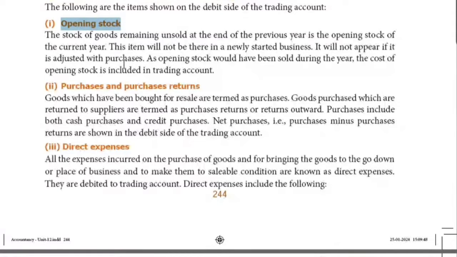Next is our purchases. Whatever we purchase to complete or manufacture the product, raw materials, semi-finished products, all the purchases will come into purchases. With purchases, you will have purchase return. If you have returned any goods because of defective quality, you will subtract it from the purchases. When you subtract it, you will get net purchases.